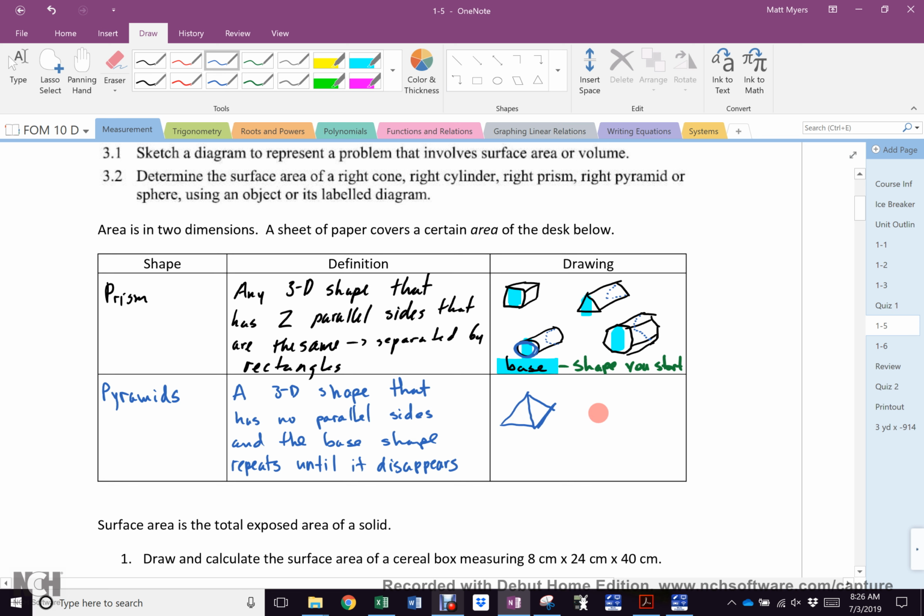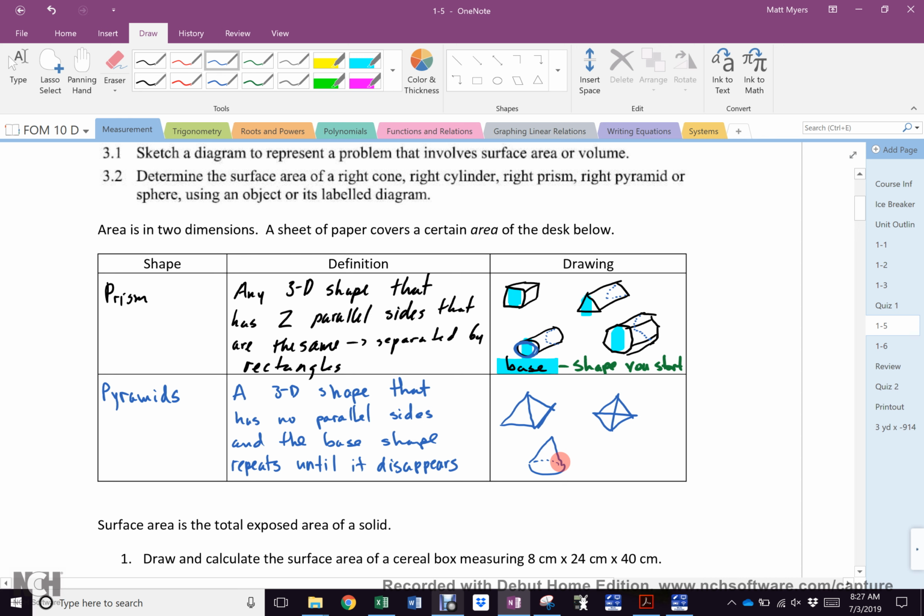Now, can I start with any shape at the bottom? If I started with a triangle at the bottom and I went up, I'd still have a pyramid, right? It would just be a triangle over and over and over again. What if I started with a circle at the bottom? What would I have? A cone. The circle shrinks and shrinks and shrinks until it disappears.